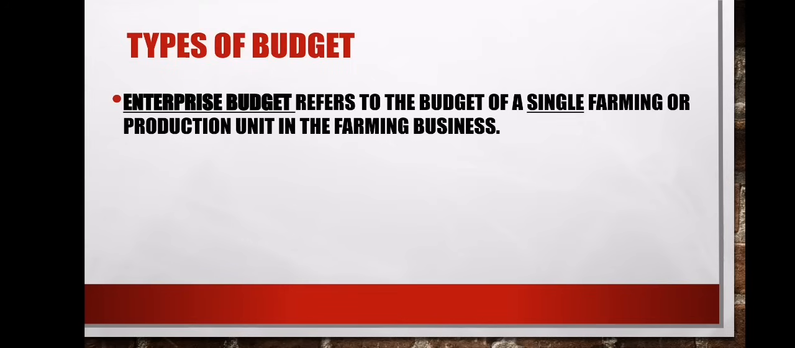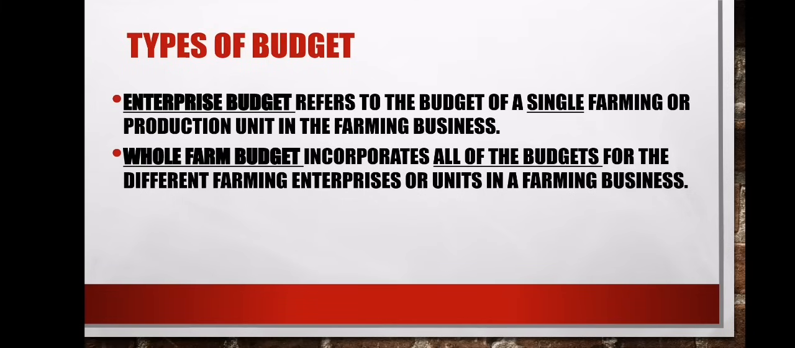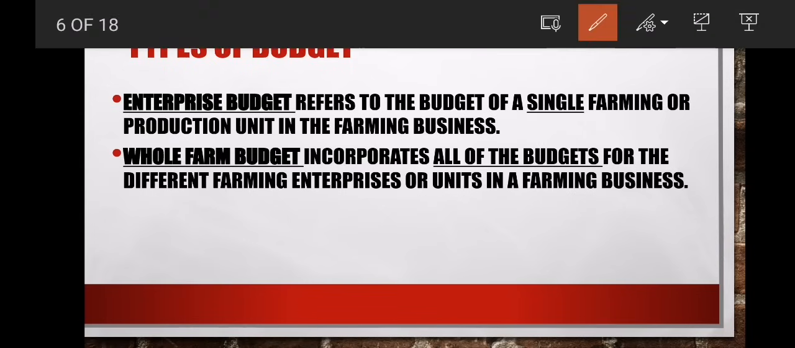We also have the next one, which is whole farm budget. When we look at a whole farm budget, we say this is a document or a budget that shows the expected income and expected expenditure for all the different farming enterprises, or for all the different production units in a farming business. Let's try to understand this one, good people. We are saying enterprise, it shows single production unit. Whole farm budget, it covers all the budgets for the different farming enterprises or farming production units.